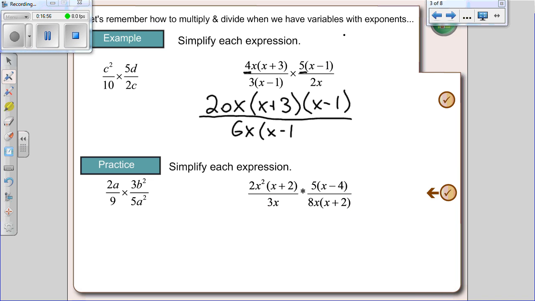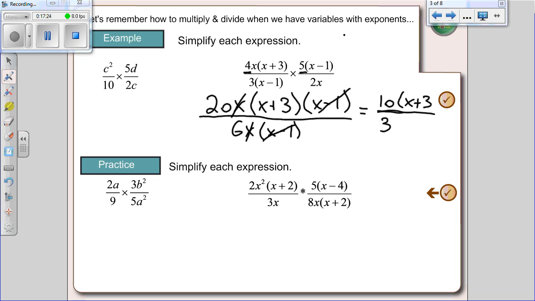At this stage, we start canceling things. The x minus 1's cancel out. The x's cancel out. This 20 and the 6 are both divisible by 2, so that'll become 10 over 3. And on the top, you still have an x plus 3. That is close to your final answer.